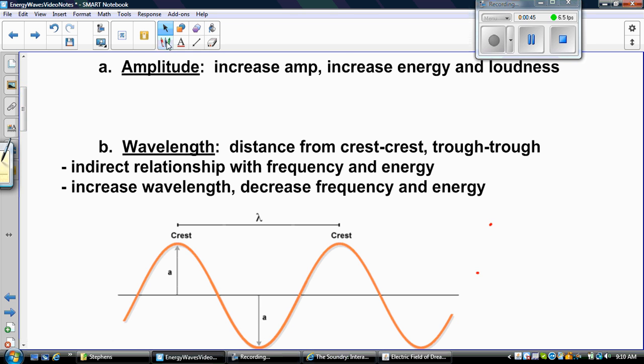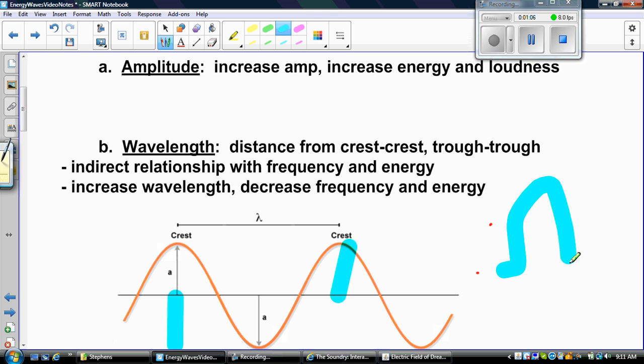Amplitude is the distance from the middle of a wave to the top, or the middle of a wave to the bottom. So this would be amplitude, except it would be straight up and down. So it's from the middle of the wave to the crest, or the middle of the wave to the trough. That's your amplitude. So the higher or taller your wave is, the larger your amplitude.